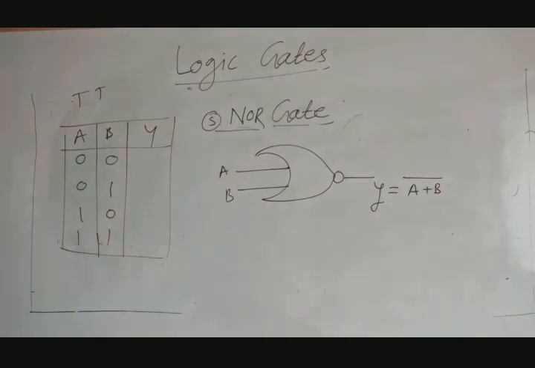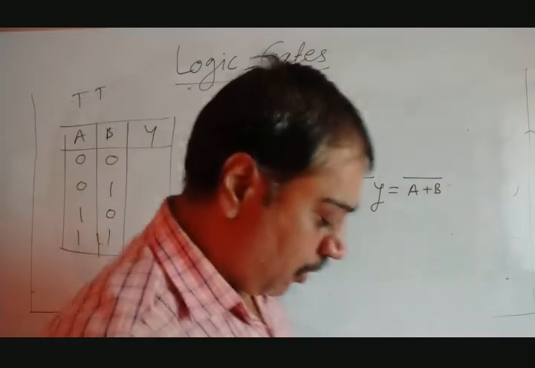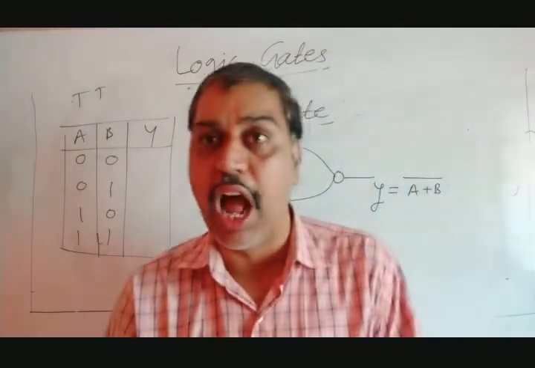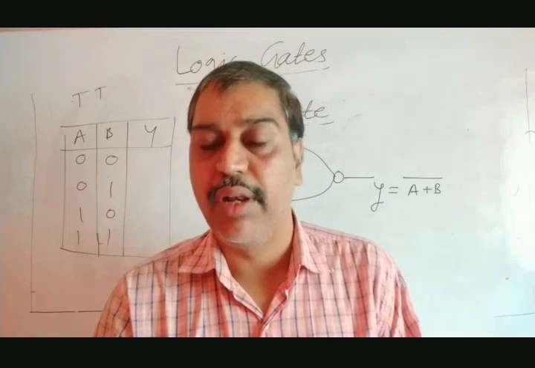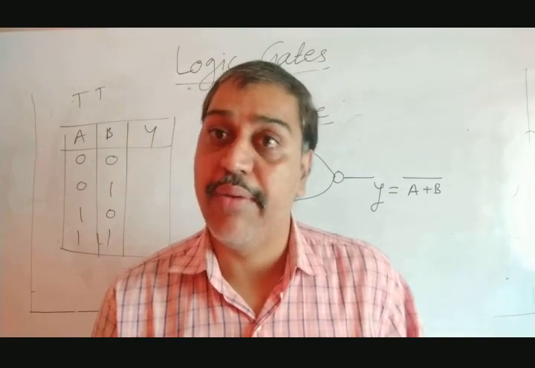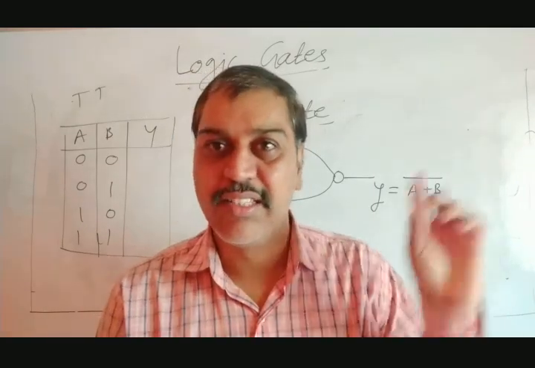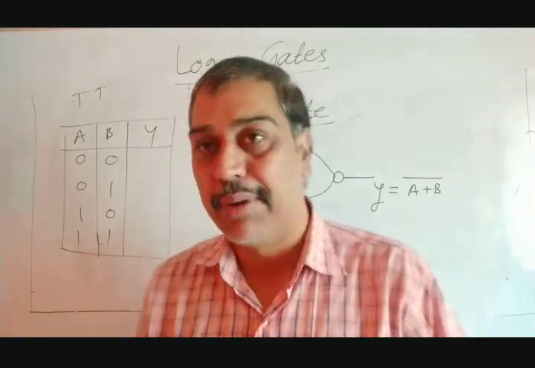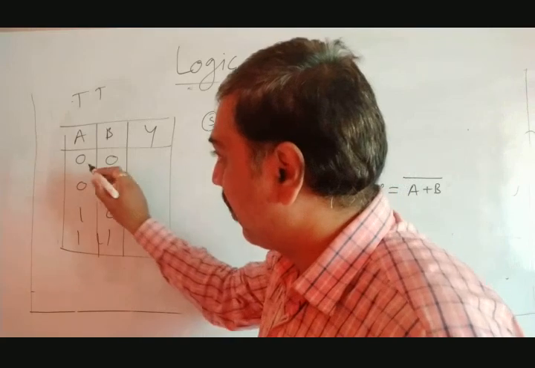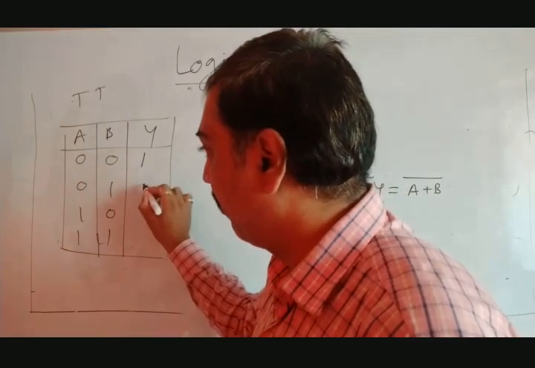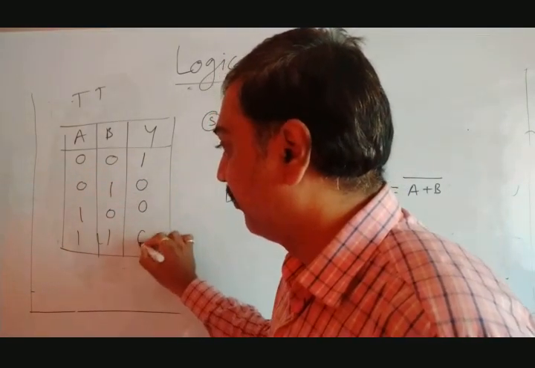Now let's see, what is the truth table of the OR gate? The OR gate will give the output high if any one of the inputs is high or both the inputs are high. In short, 0 0 gives 0 for the OR gate. But this is not OR, so what is the truth table? 0 0 gives 1, and the remaining are 0.